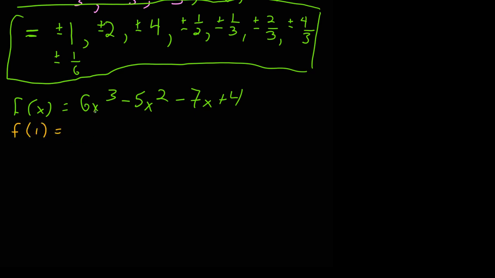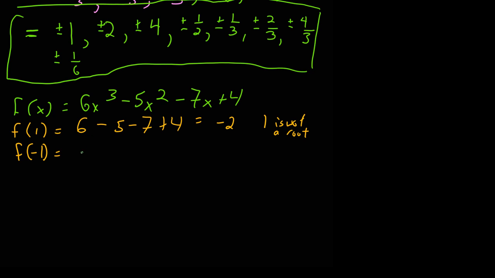All right? 1 into any of these numbers is 1, so it gives me the coefficients back. But I like that. That makes the calculation a little bit easier. Right? 6 minus 5 is 1, minus 7 is negative 6, plus 4 is negative 2. So 1 is not a root. The remainder theorem tells me, hey, I have a remainder. This is not a root. It's not a solution. All right, well, I'll try negative 1.